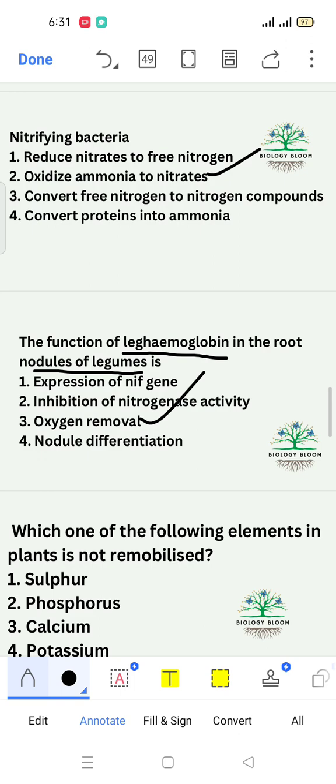Next is: which one of the following elements in plants is not remobilized? Sulfur, phosphorus, calcium and potassium. So option 3, calcium, is the right one. Calcium is a component of the cell wall in plants, and it is not remobilized. Option 3 is the right one.